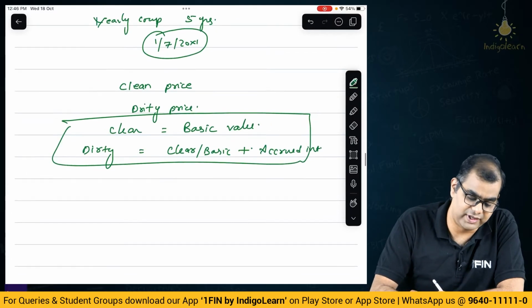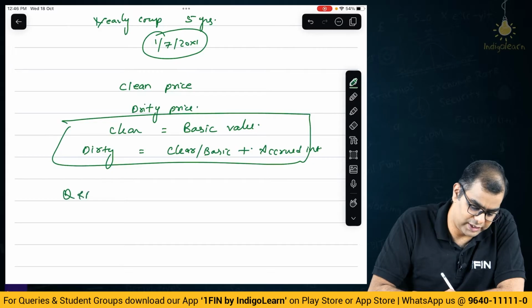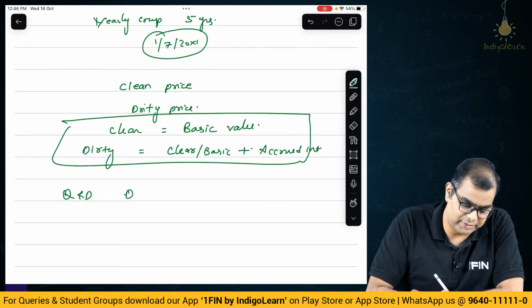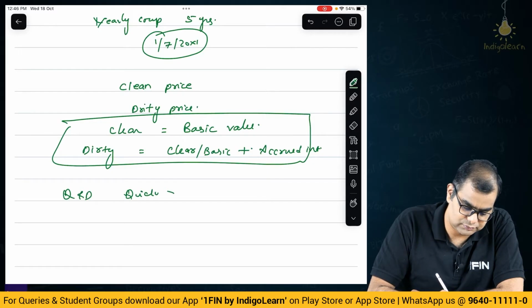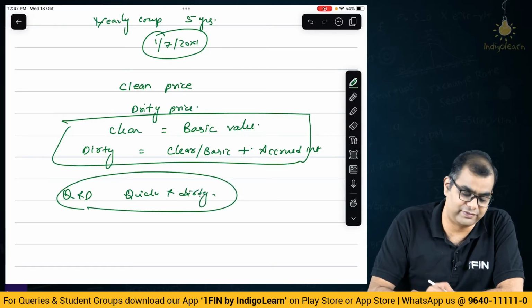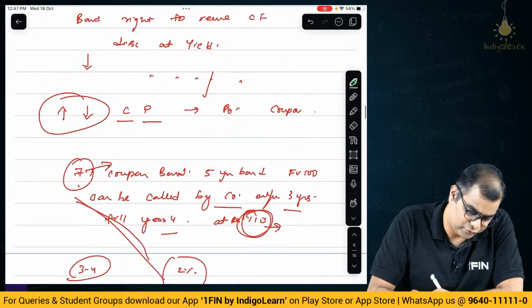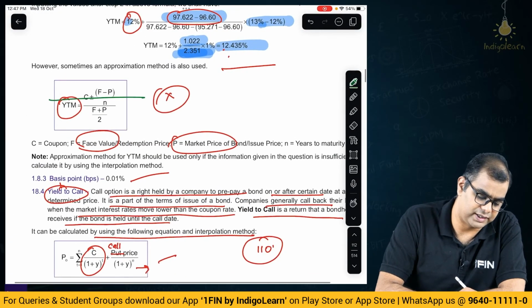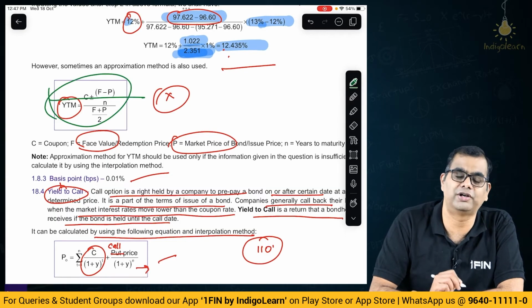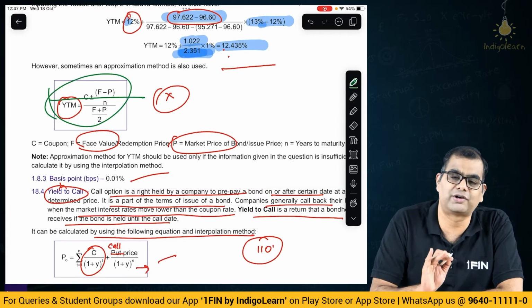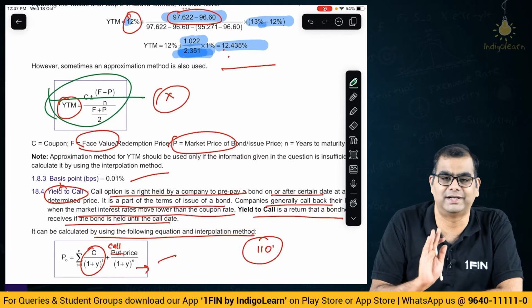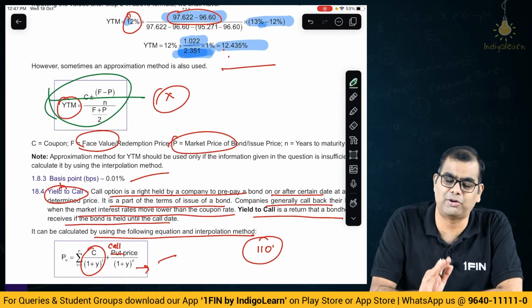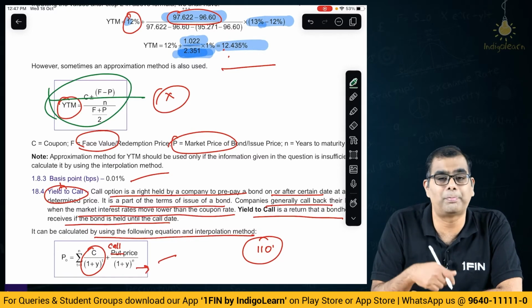And please note, this is very different from something called quick and dirty. There is something called the quick and dirty method. Quick and dirty and this are very different. Quick and dirty is this. There was one formula here, no? This approximation method is called quick and dirty. Don't confuse the quick and dirty method with clean price and dirty price. Clean price is the basic value of the bond. Dirty price is basic value plus accrued interest.